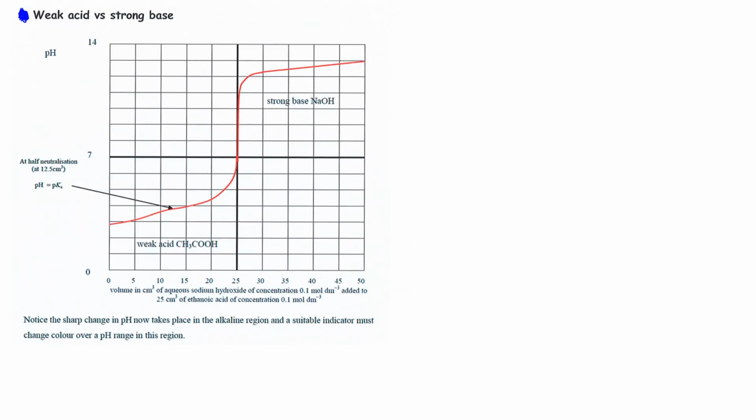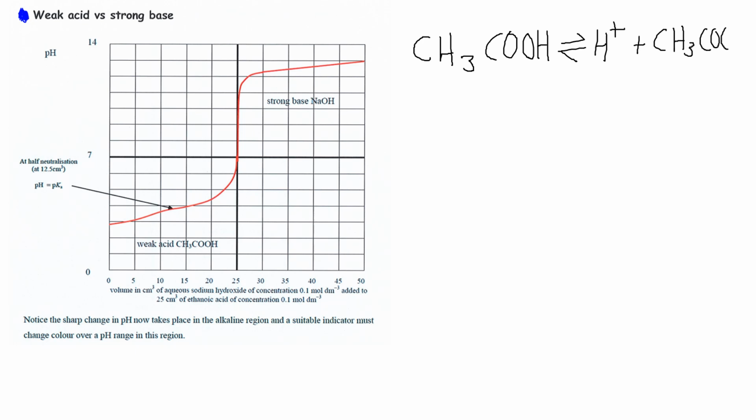Things become a tiny bit more complicated when we use a weak acid, such as ethanoic acid. I need to explain what I mean by a weak acid first. A weak acid is one that only partially dissociates into its ions. So ethanoic acid is in equilibrium with H plus and the ethanoate ion, CH3COO minus. And because ethanoic acid is a weak acid, this is reversible. An equilibrium is established.